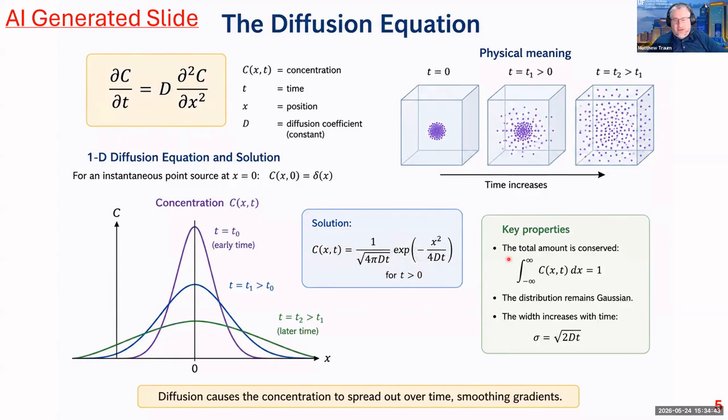And then, as I said, the total amount of stuff is conserved, right? So whether it's particles that are diffusing in mass transfer, or energy that's diffusing in heat transfer, if you take the integral from negative infinity to infinity, you get some constant value because the total number of particles or total amount of energy doesn't change. The distribution remains Gaussian, and the width increases with time following the equation for standard deviation, which comes from a normal or Gaussian distribution. Okay, so that's the ChatGPT version of basically the same slide. So let's move forward.